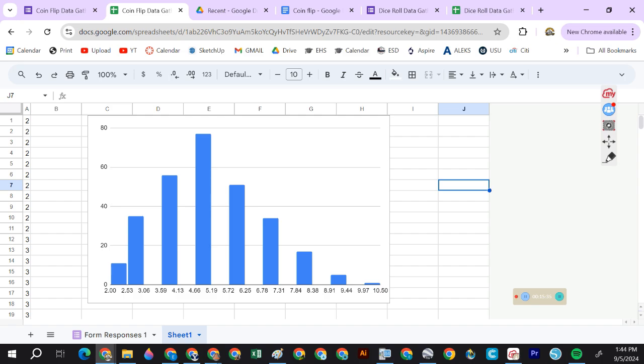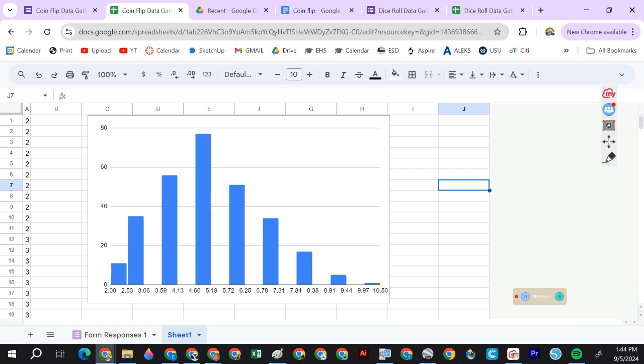So if you play this game by flipping a coin 10 times, what do we think is going to happen? You're probably going to get a 4 or a 5 or a 6. Did anybody get scores outside of that range? Yes, they're just less common.